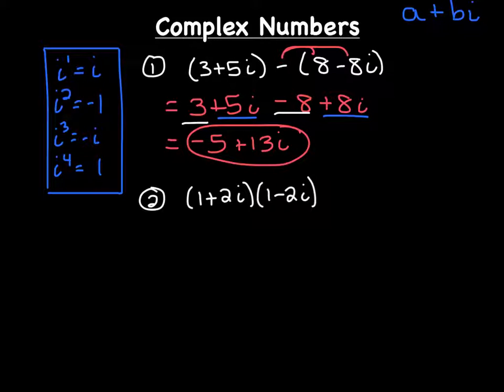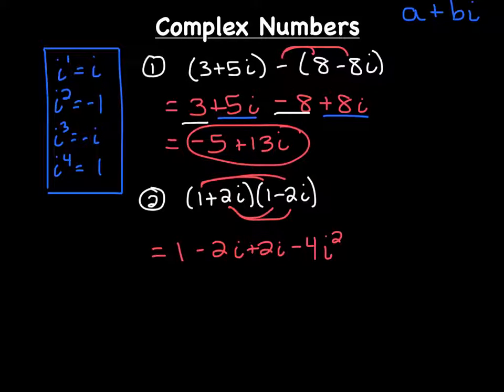All right, so number two. Number two just takes two complex numbers and they want you to multiply them out. So if we have a binomial times a binomial, let's just double distribute. So we're going to get 1 minus 2i plus 2i minus 4, and then i times i is i squared.